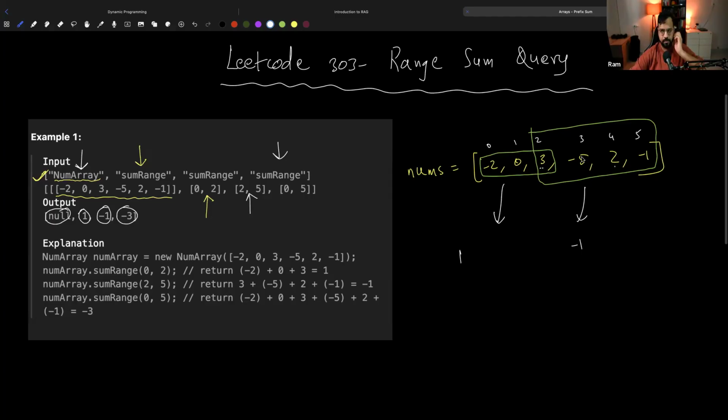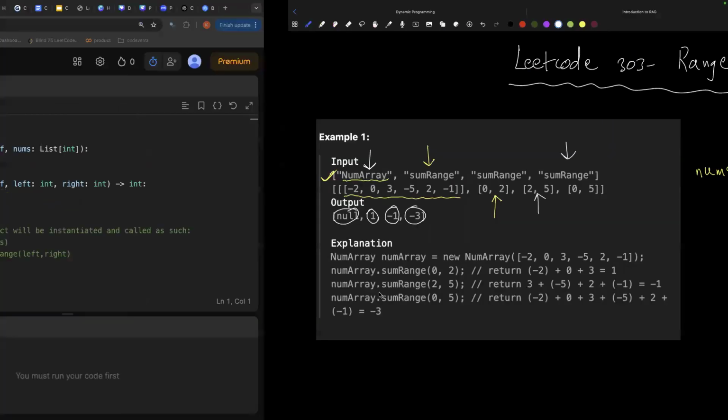All of you understood? Now you might say this is a very, very simple problem because whenever we are getting a left and right pointer, we can simply write a loop. We can start from the left, keep adding up till right, and we will get the solution. Correct? All of you are able to at least imagine this solution. Yes, sir. It's very simple.